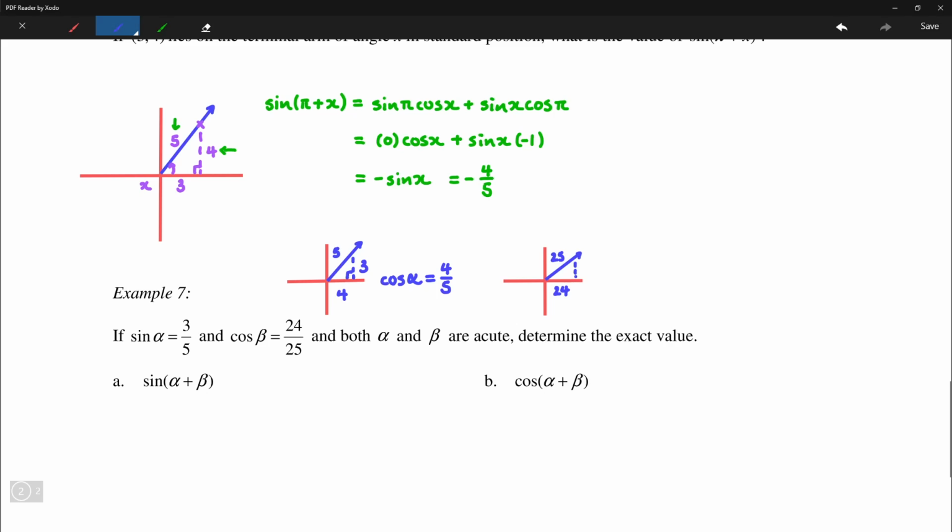And this is... so we have to use the Pythagorean theorem to figure out what the y value is in this case. 25 squared is 625 minus 24 squared, which is 576. The difference is 49. So the square root of that is 7. So this is the 24, 7, 25 triangle. So that means sine beta must have been 7 over 25. And we know that these ratios are both positive because both alpha and beta are in quadrant 1 because they are acute. So we can proceed from here.